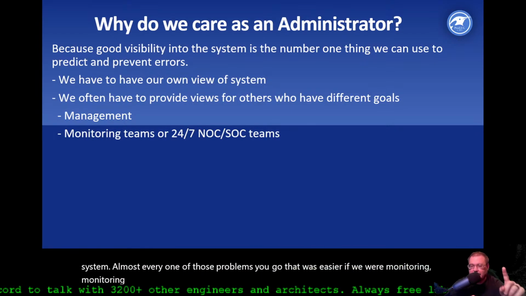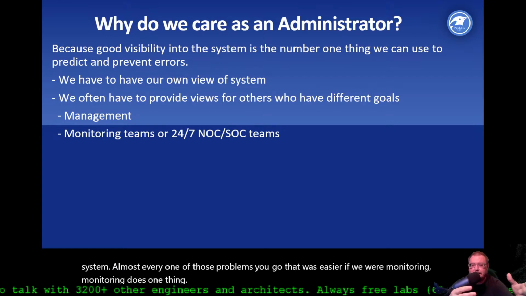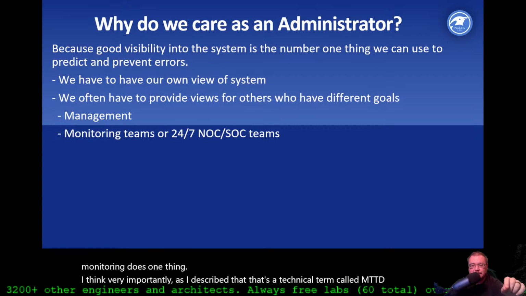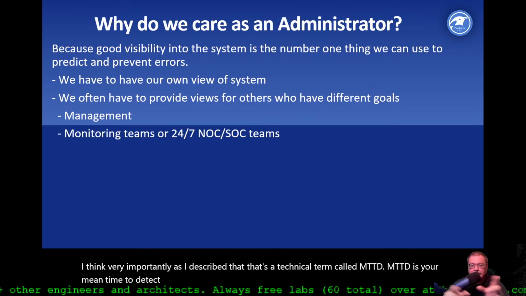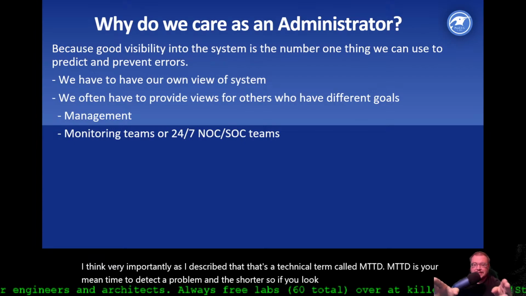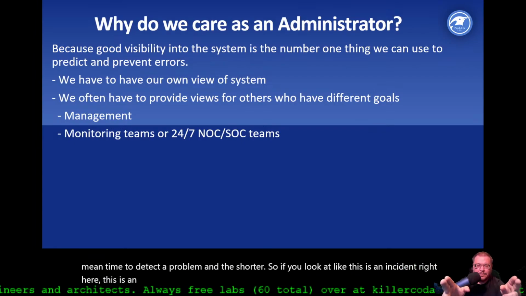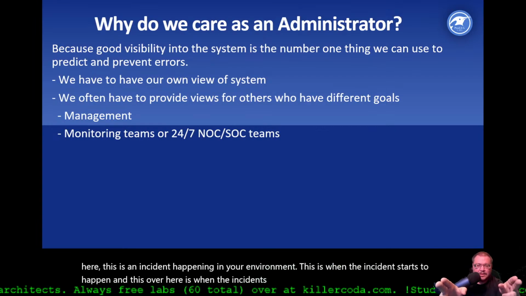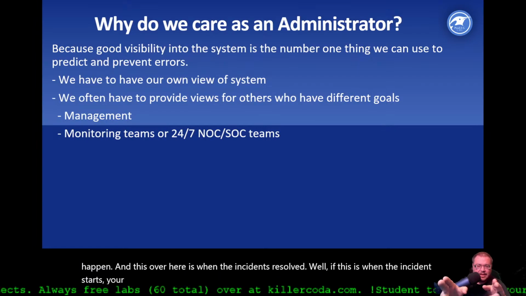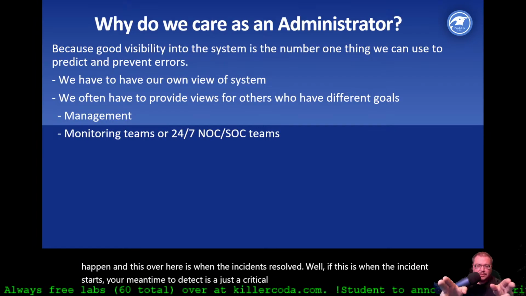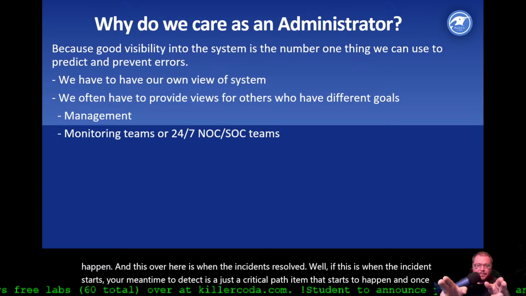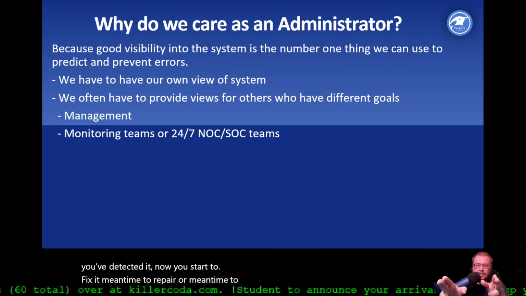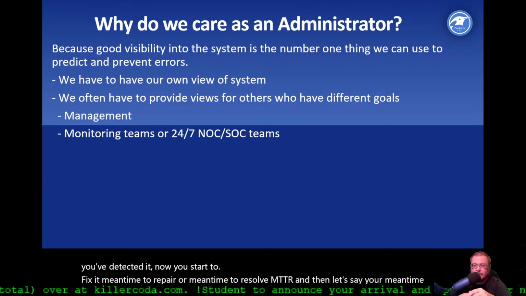Monitoring does one thing very importantly, a technical term called MTTD. MTTD is your mean time to detect a problem. If you look at this, this is an incident happening in your environment. This is when the incident starts to happen, and this over here is when the incident's resolved. Your mean time to detect is a critical path item. Once you've detected it, now you start to fix it: mean time to repair or mean time to resolve, MTTR. Let's say your mean time to resolve a problem is 15 minutes.